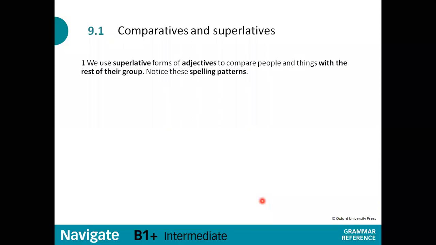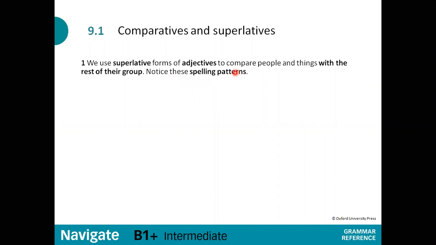We use superlative forms of adjectives to compare people and things with the rest of their group. Now we are talking about superlative adjectives here. So superlative adjectives show the most, like the highest or the lowest or the best or the worst part of a person or thing of a group, in a group of people or in a group of things. It depends on the word.